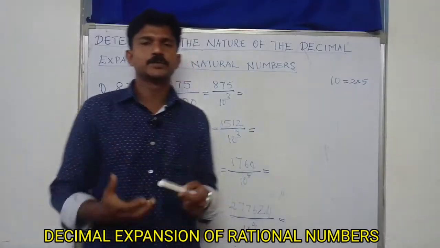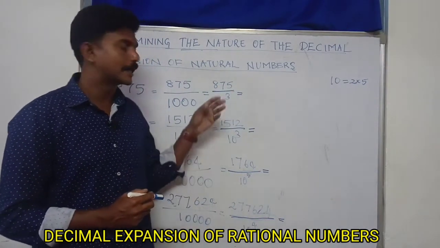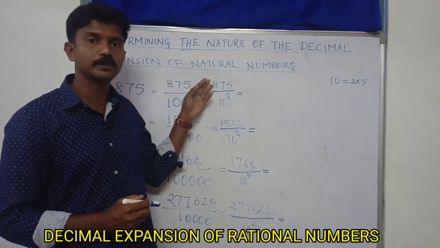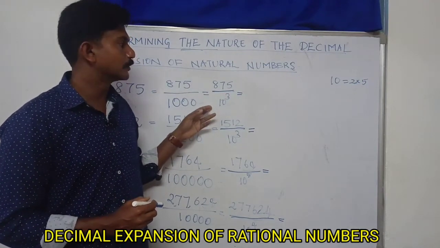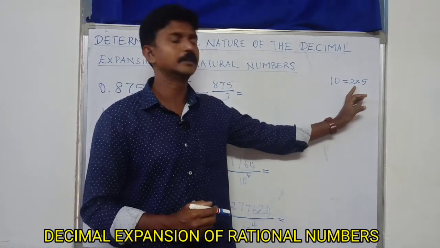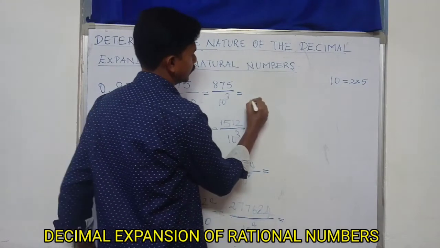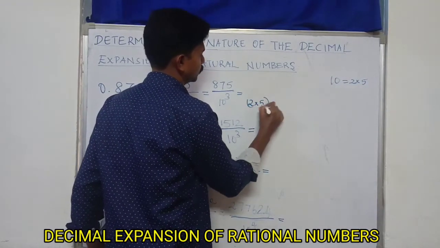Next, we are going to prime factorize both the numerator and the denominator. The denominator is very easy. 10 we can factorize as 2 into 5, so this we can write as (2 into 5) whole cube.